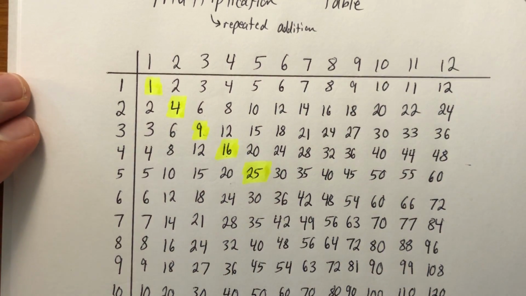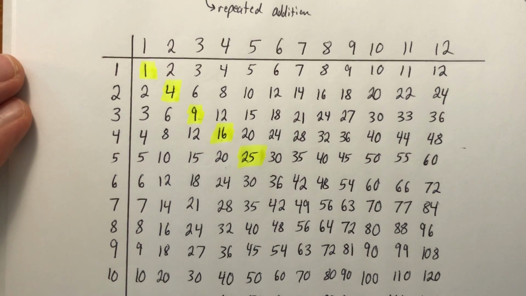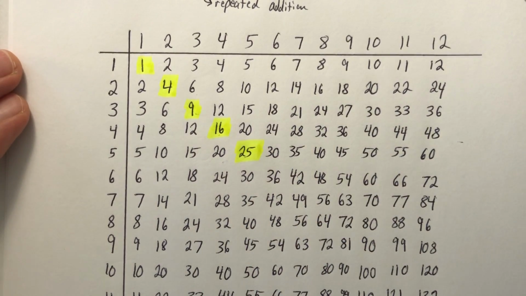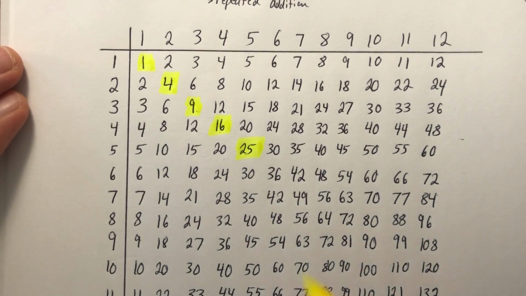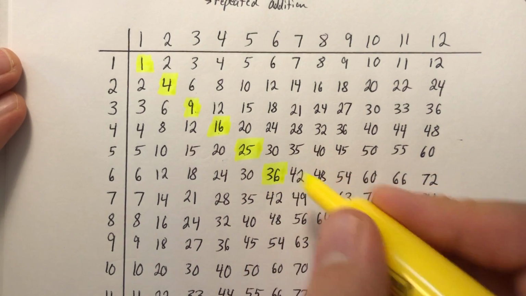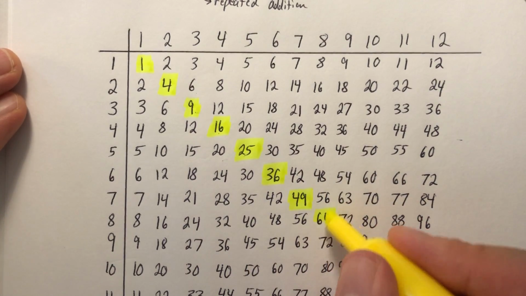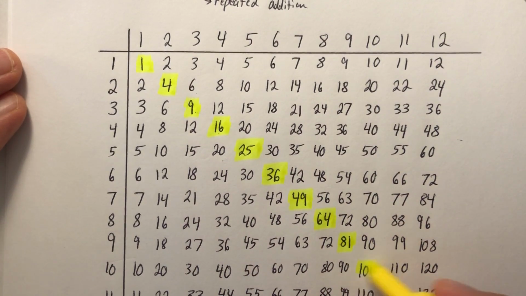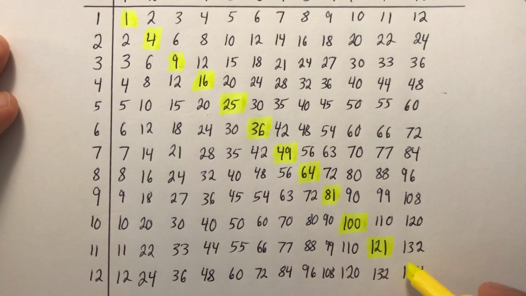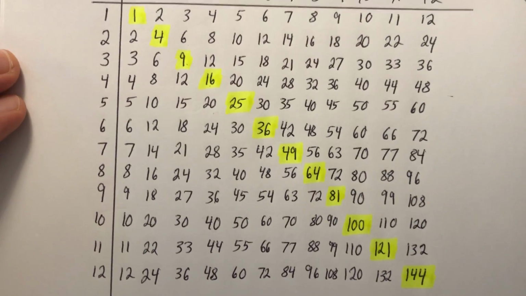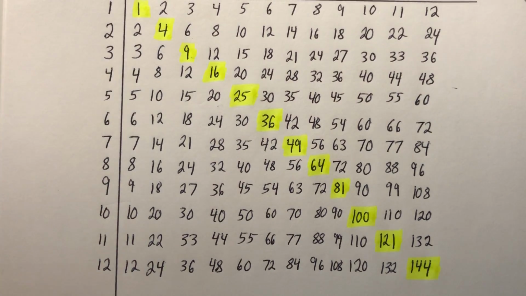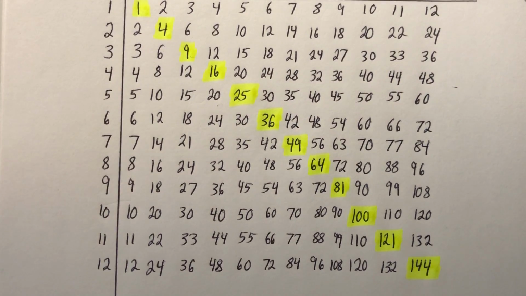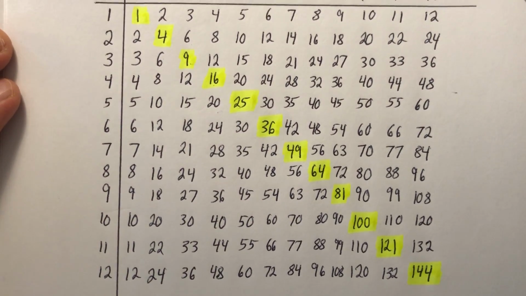Now, you can clearly see which numbers I'm highlighting, and if you wanted to, you could just keep going diagonally downward to the right, and that would work. So 36, 49, 64, 81, 100, 121, and 144. And so those are our perfect squares. There's an infinite number of them, but these are the perfect squares of 1 through 144.